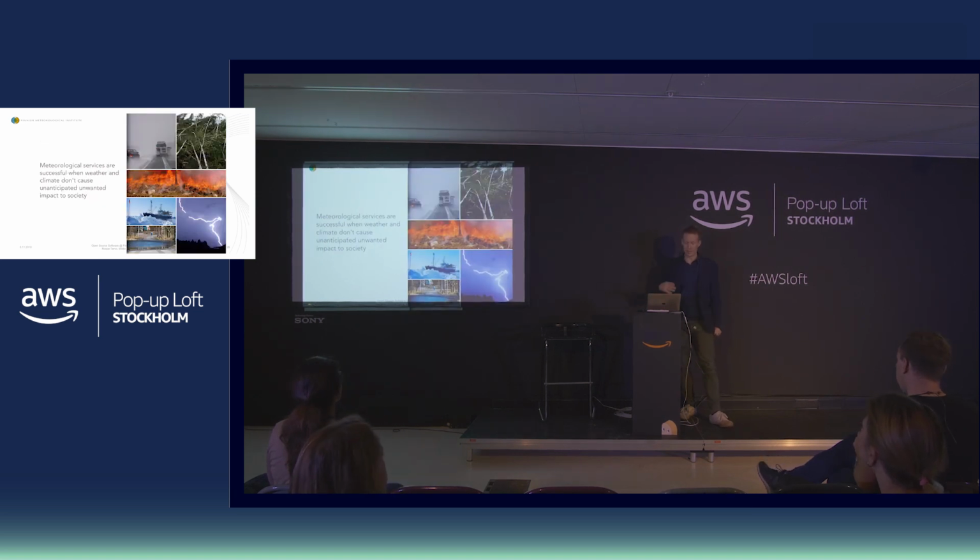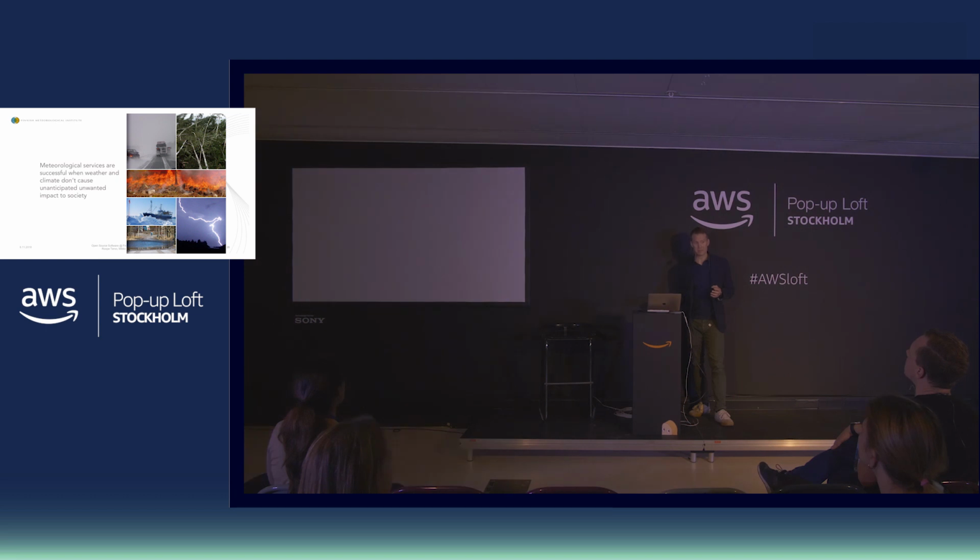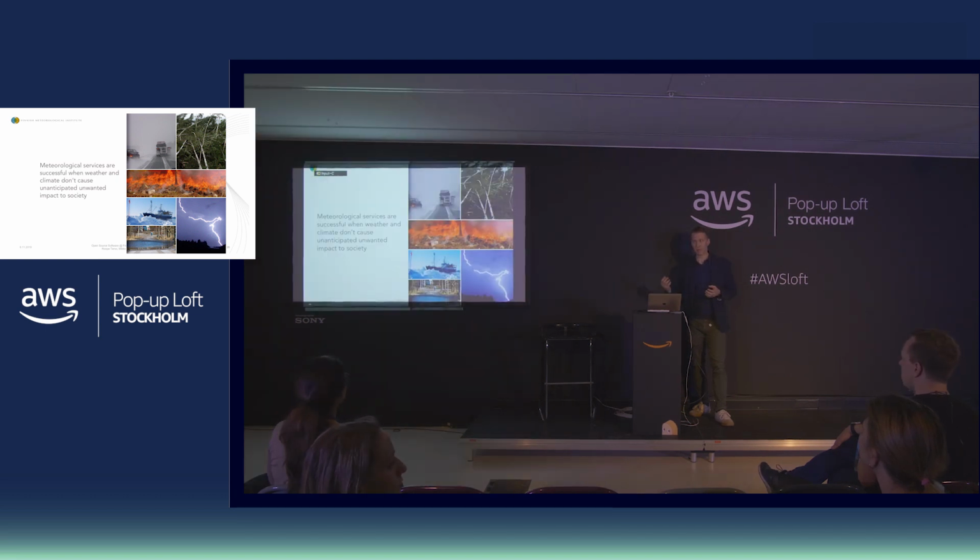Putting this same thing in another way, data is valuable only when it's used. Because if we think about when we are successful as a government institute, meteorological services in every country are successful when weather and climate don't cause unanticipated, unwanted impact to society. And we may know that there's bad weather coming, or sea level is rising or something like that. We may know it, but it doesn't help that we know it if this information isn't distributed. So we need to distribute information as widely as possible.